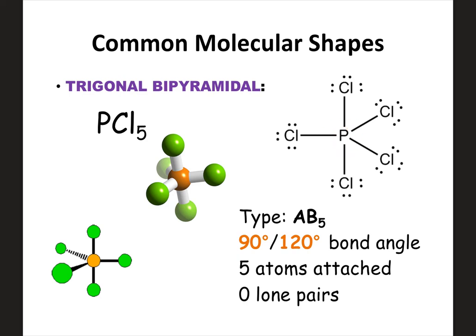So remember, to determine the shape, it's all about the center. Draw the dot structure, look at the center. The center atom has 5 attached, 0 lone pairs, so its shape would be trigonal bipyramidal.